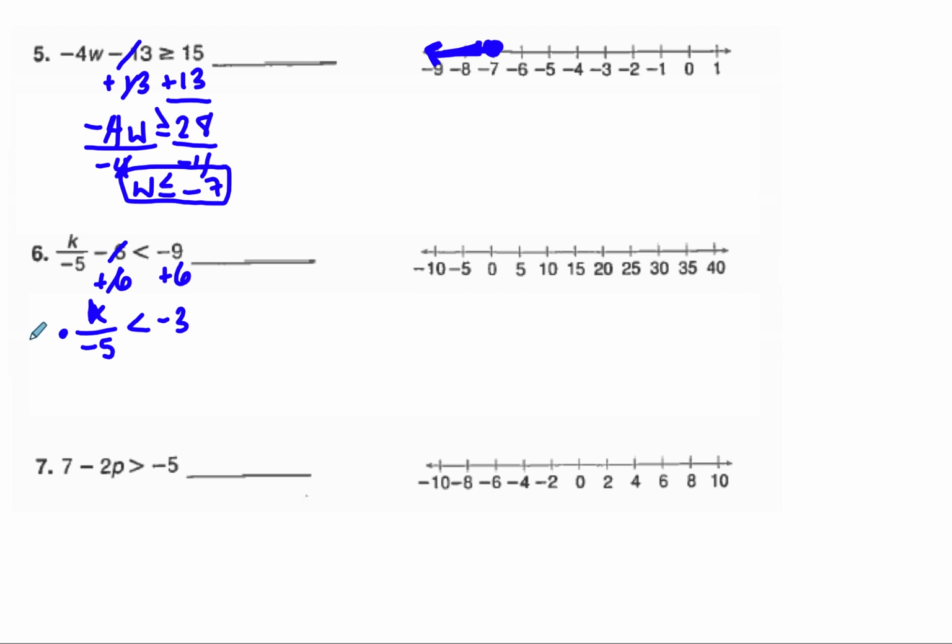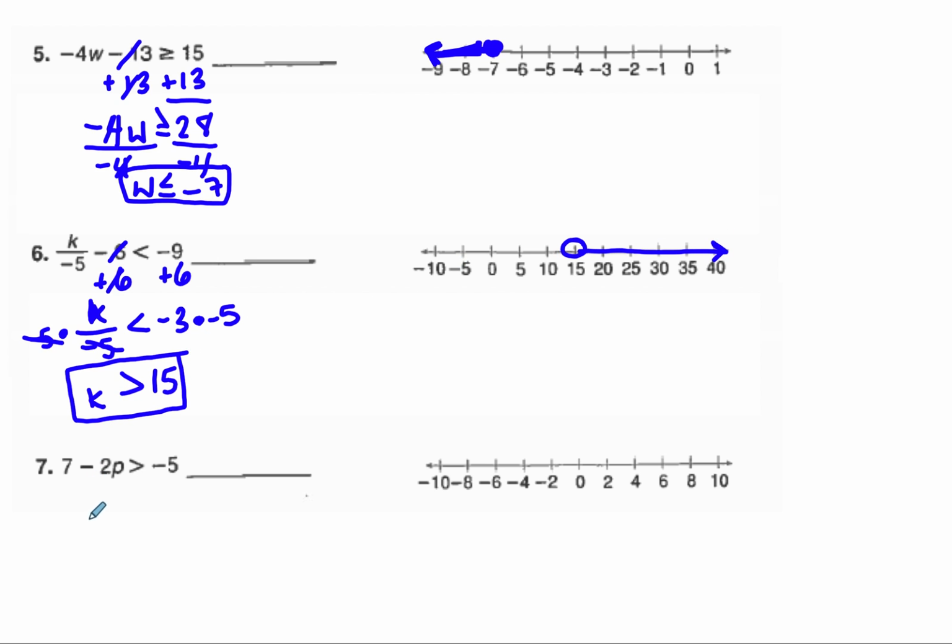Now I'm going to multiply both sides by -5. -5 divided by -5, that's positive k. My inequality sign is going to flip because I'm multiplying on both sides by a negative number. So now I've got to flip that inequality sign. It was a less than, now it's a greater than. -3 times -5 is going to be a positive 15. So my solution here is k is greater than 15. Open circle on the 15. It cannot equal 15. Shaded to the right.